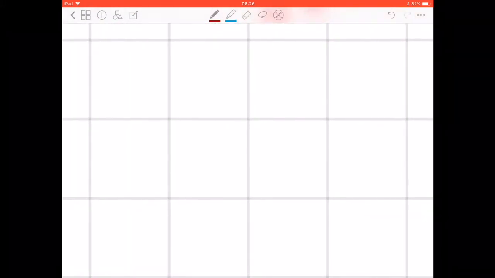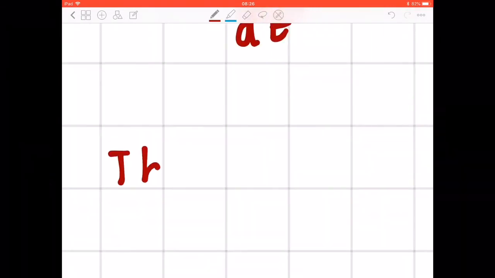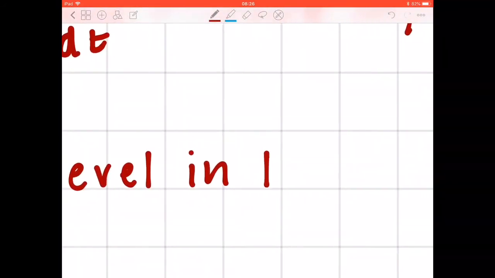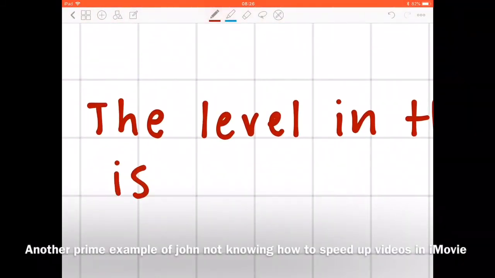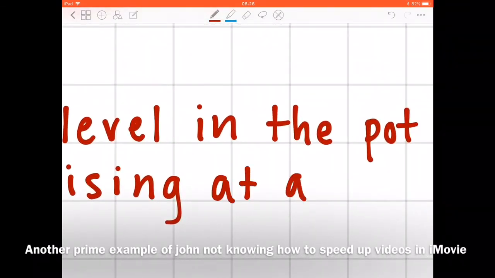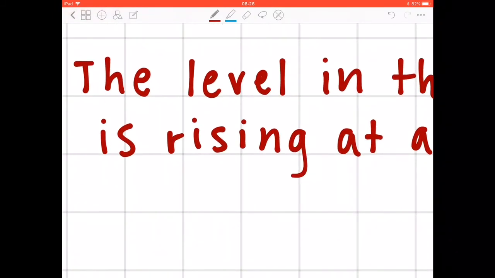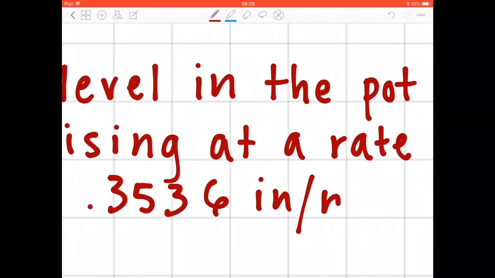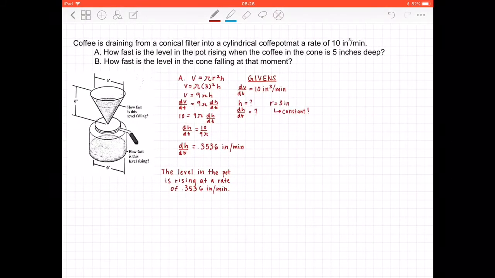Since this is a word problem, our final answer needs to be a sentence, and that sentence is: the level in the pot is rising at a rate of 0.3536 inches per minute, period.